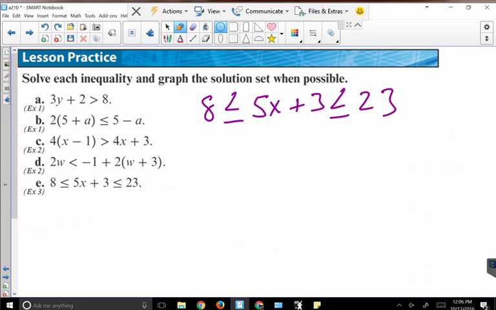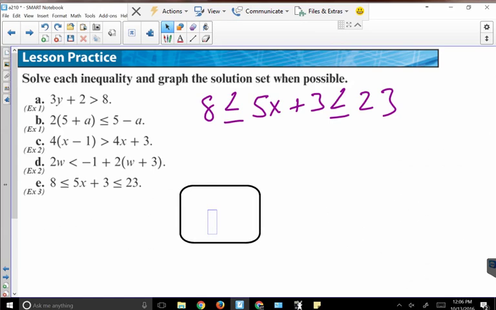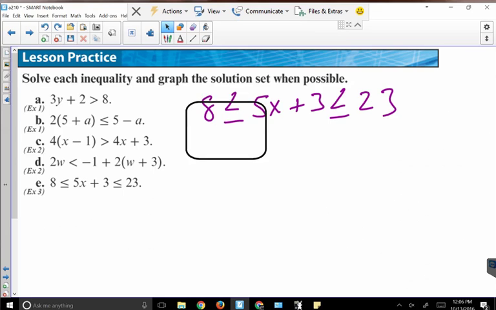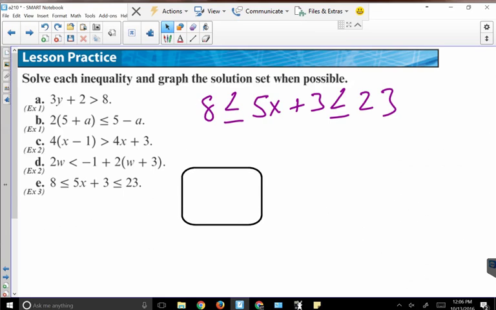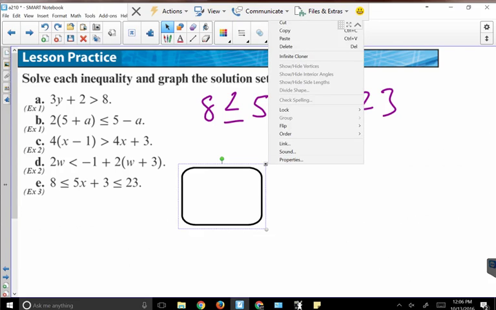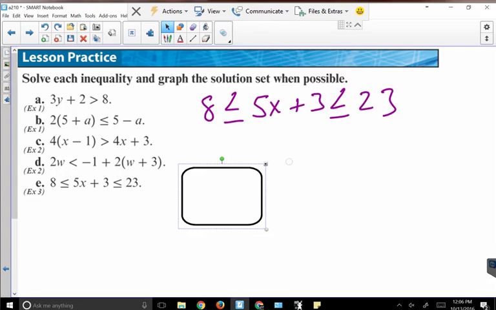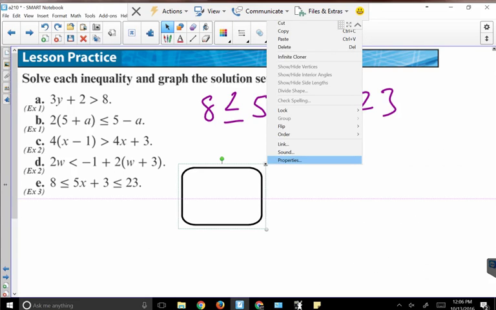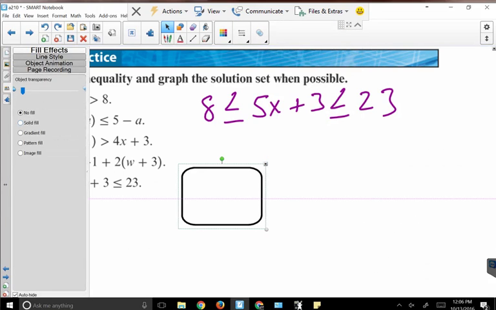Now, easy, David, easy. Let's see if this is going to work the way I want it to. Nope, not yet. Let's see. Properties. Fill.